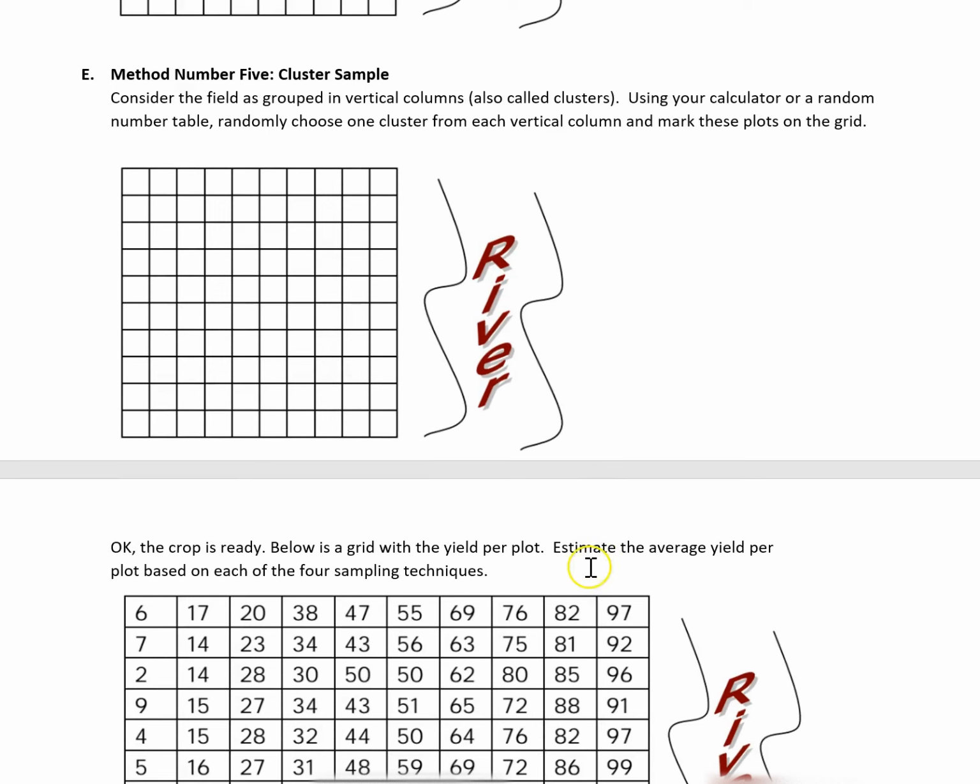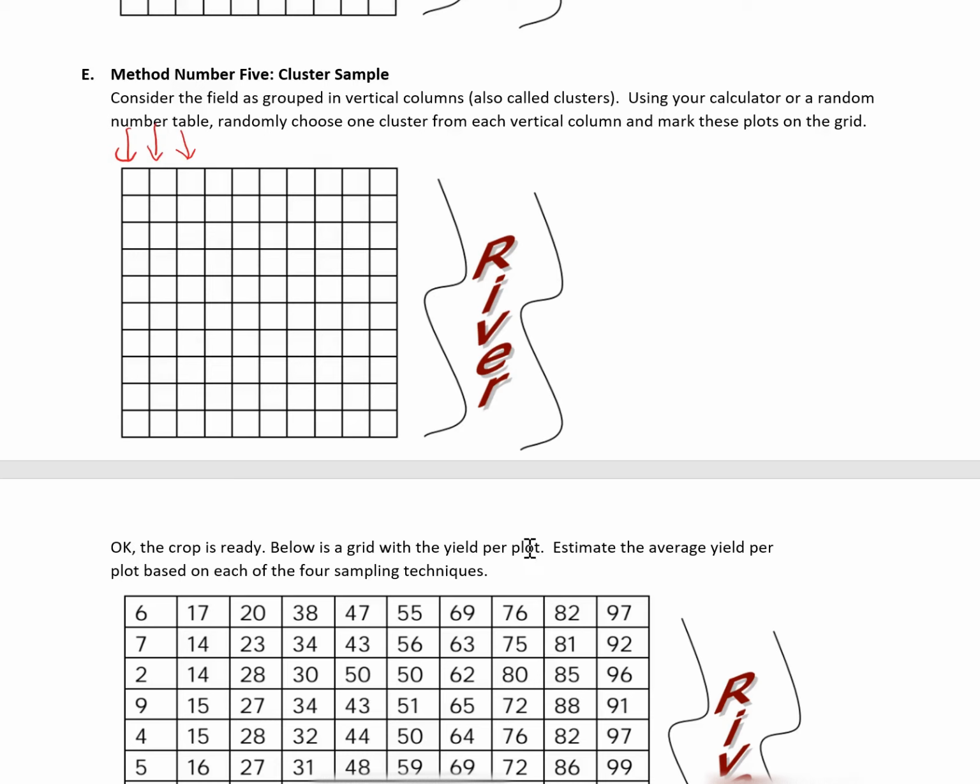Okay, so method 5, we're going to look at a cluster sample. Okay, remember a cluster, we're going to group again. And this time, whichever group I pick, I'm going to select every plot in that corresponding group. So it's telling us we're going to group by vertical columns. So my groups are going this way. So I'm going to have 10 groups.